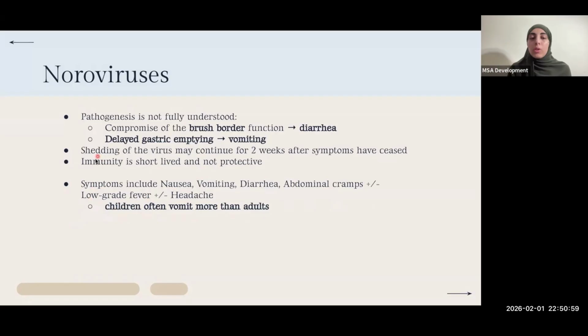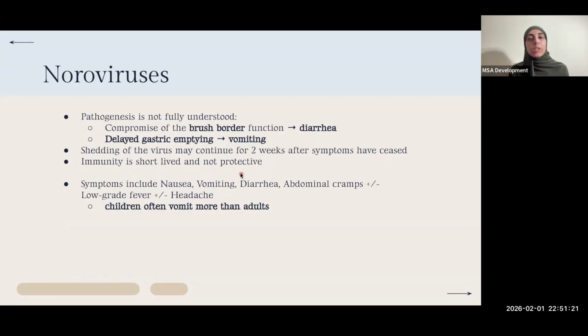Okay? You have this virus being shed into the stool for about 2 weeks, even after symptoms have ceased. And remember, it's very contagious and difficult to get rid of. So even after the symptoms have stopped, these patients may still be shedding the virus in their stool. And unfortunately, the immunity is short-lived and it's not protective.